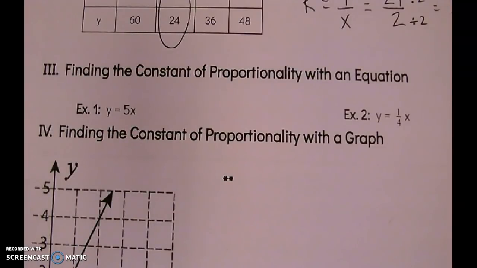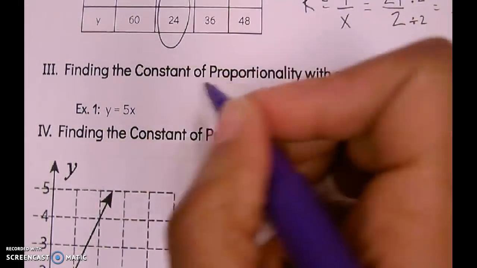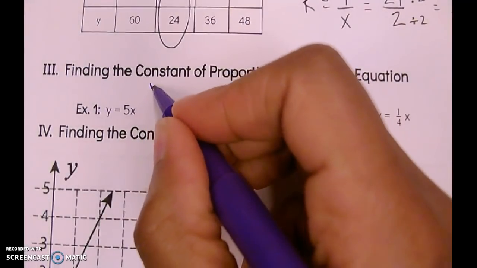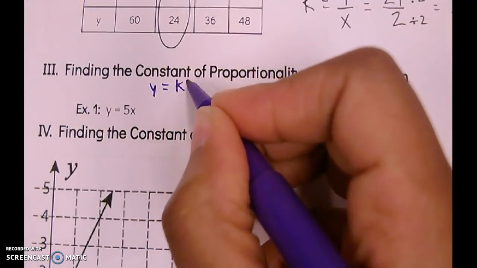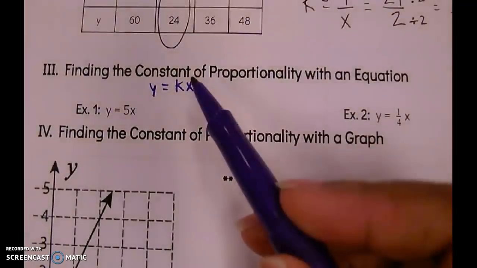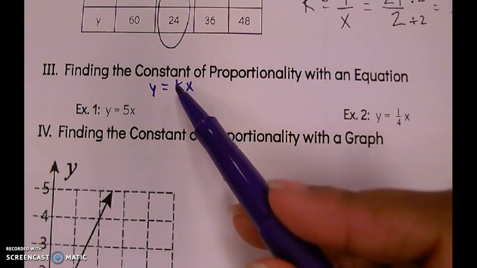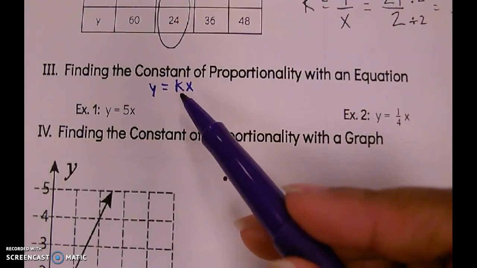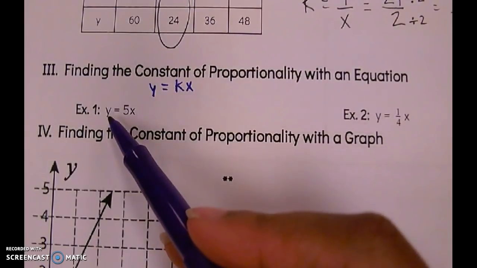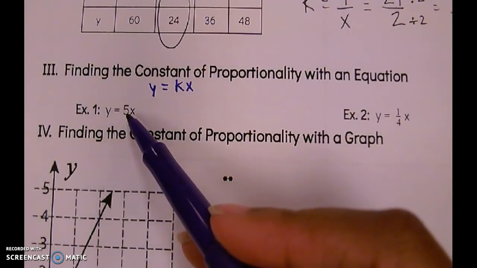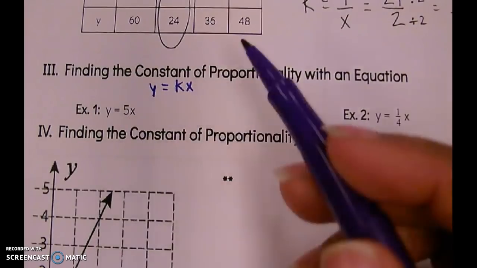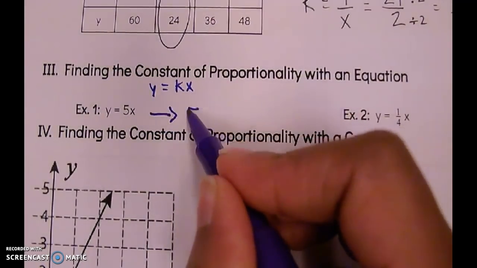When you're trying to look at an equation itself and find the constant of proportionality, it really helps to understand the constant of proportionality equations. Remember, one of our variations was y equals kx. Remember, if k is the constant, then anything that's in front of the x would be the constant of proportionality. So if we look at this problem, y equals 5x, the constant of proportionality here is 5.